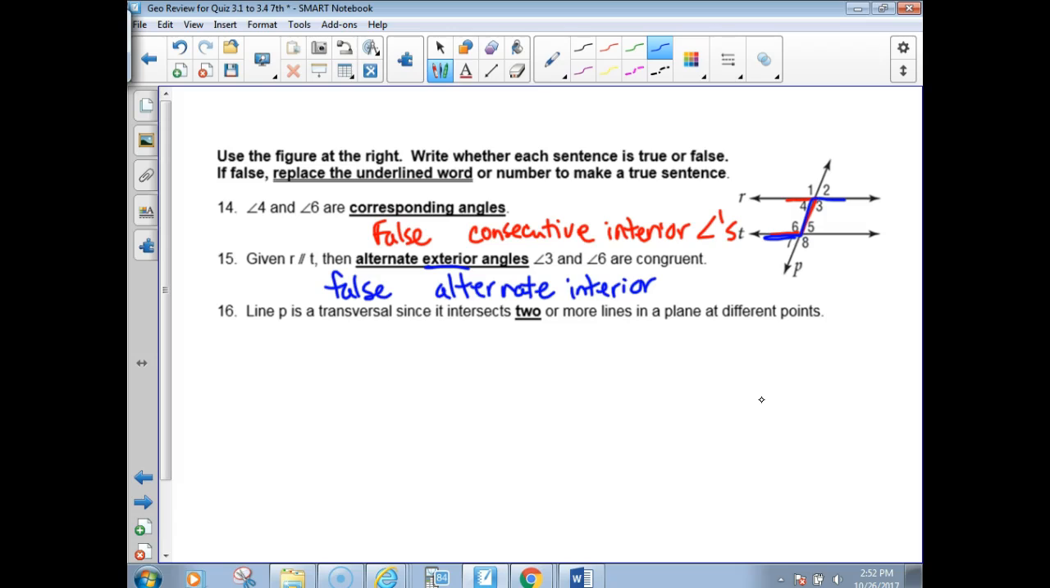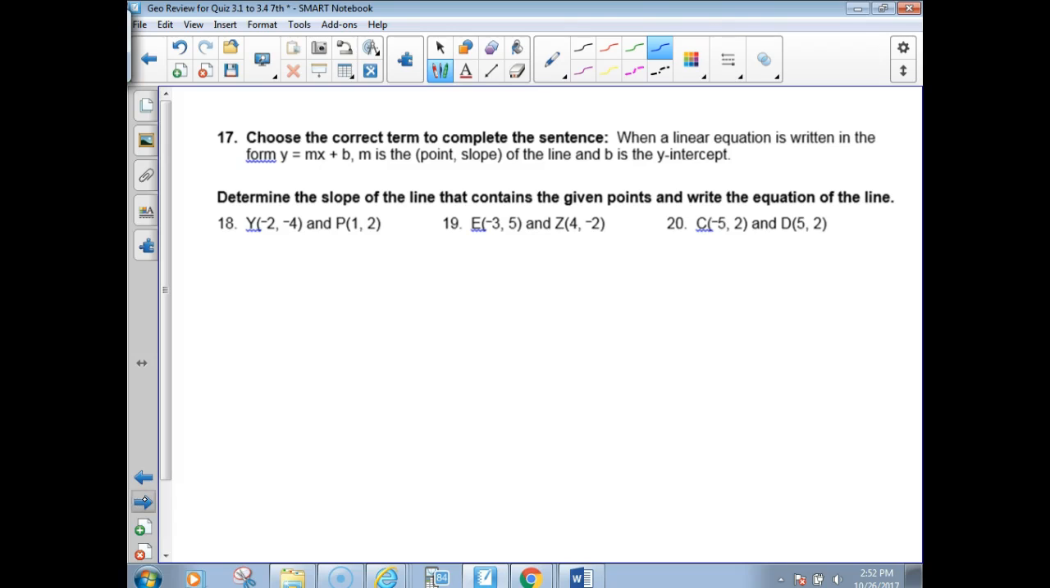All right, now line P is a transversal since it intersects 2 or more lines in a plane at different points. Is line P a transversal to lines R and T? Yep, so this one's true. And of course, whatever's on the quiz, you'll have to determine whether it's true or false. Choose the correct term to complete the sentence. When a linear equation is written in the form y equals mx plus b, m is the... What does m stand for in the equation? The slope. Okay, not a point.